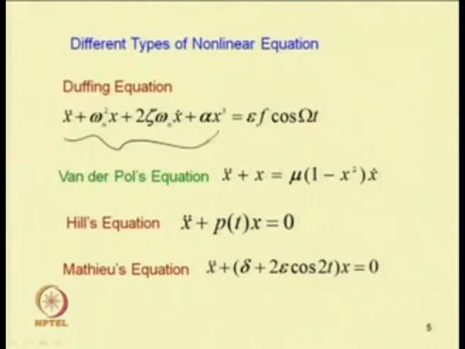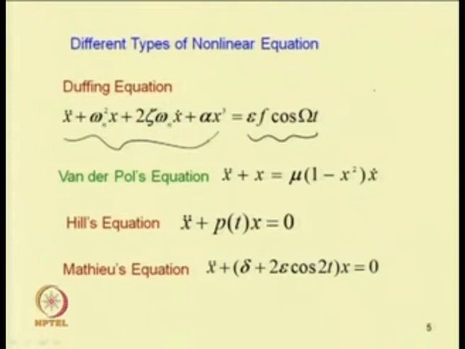Otherwise we have both quadratic and cubic, so in case of quadratic we can add a quadratic term, alpha 1 x square. The right side can be 0 for free vibration, or we can put a forcing term, epsilon f cos omega t, to find the forced response of the system. We are going to study in detail the Duffing equation or other types of equations in our applications, and in the previous module we discussed different solution methods, how to solve these equations.